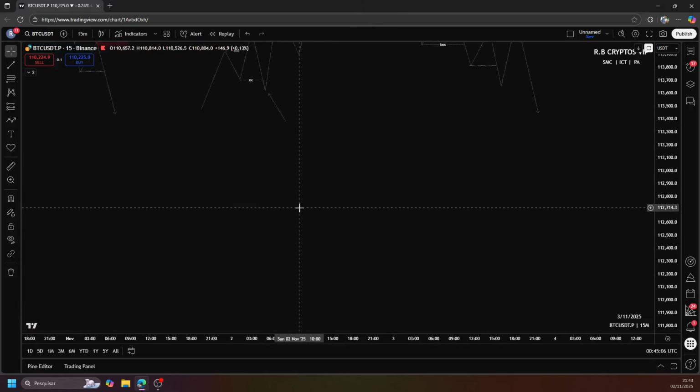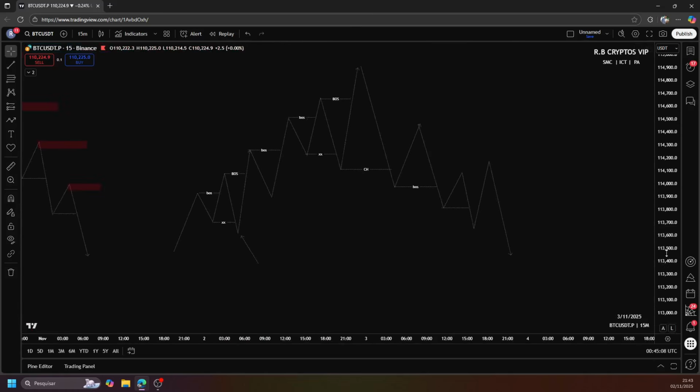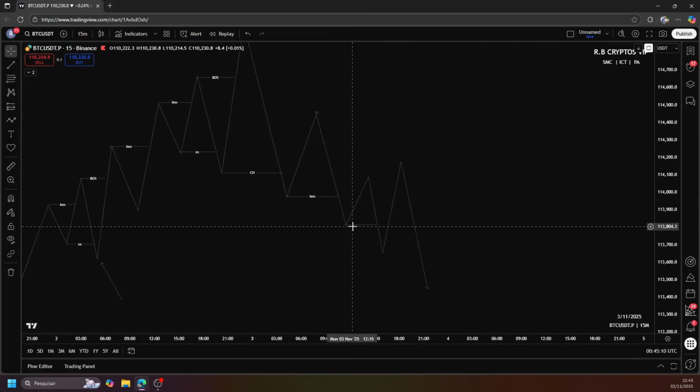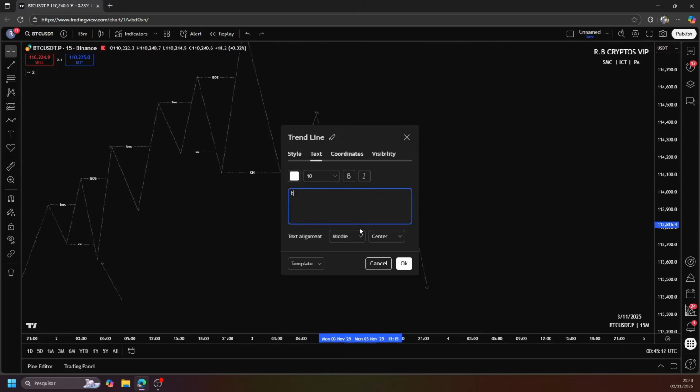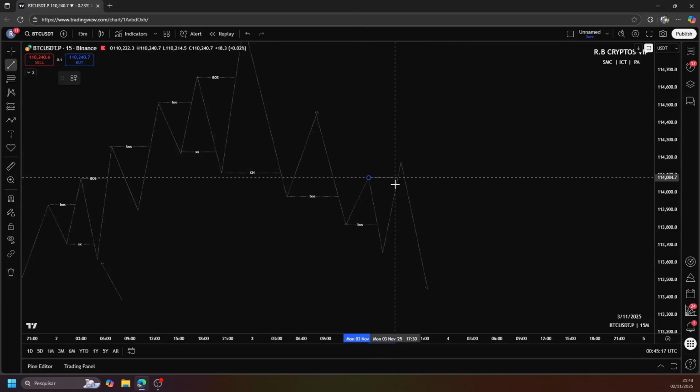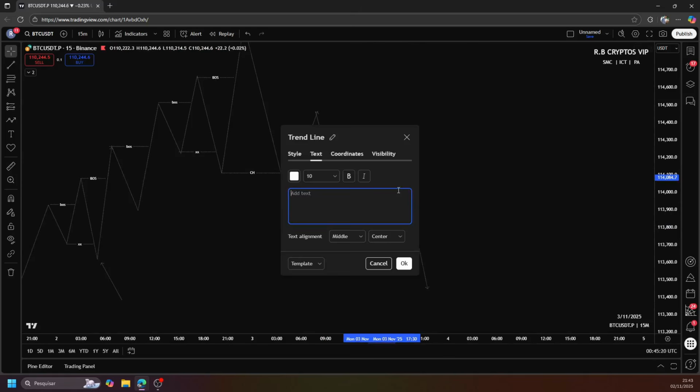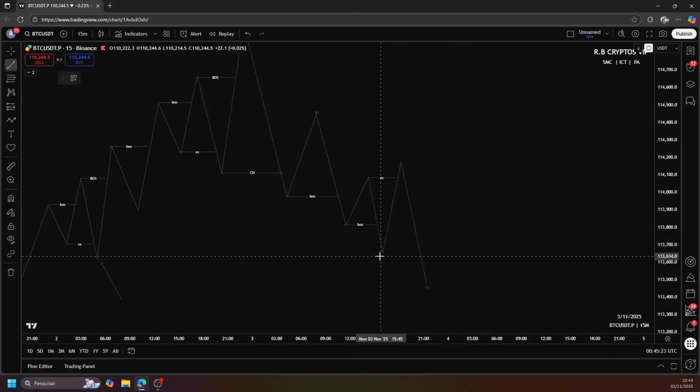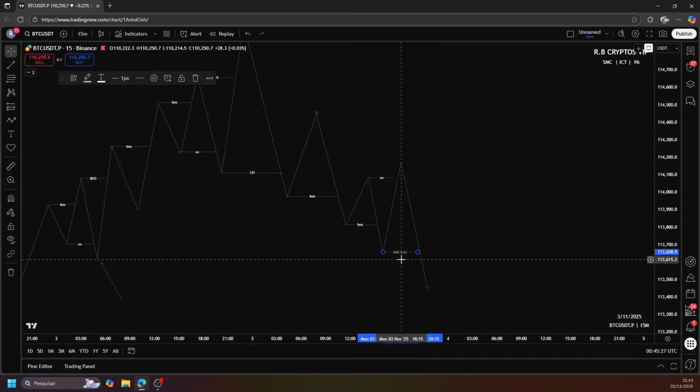Now, at this very moment, a BOS has formed right here. It has swept up the internal liquidity. It has broken the structure, confirming for us that this top is a strong top.